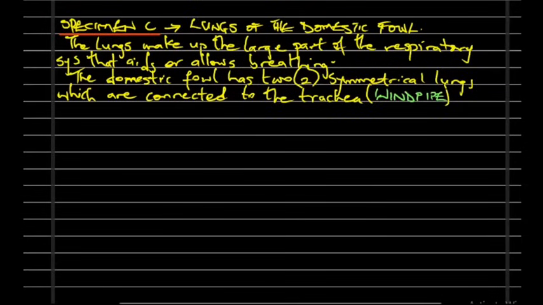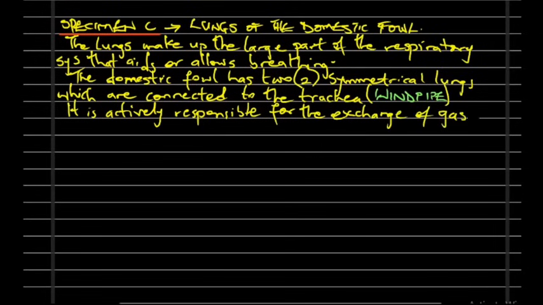It is actively responsible for the exchange of oxygen and carbon dioxide, the exchange of gases, like we talked about the gills in the fishes some time ago. So this time around, the similar thing that the gills do is what these lungs also do, but this time around they do it in the domestic fowls. So they are responsible for the exchange of gases.